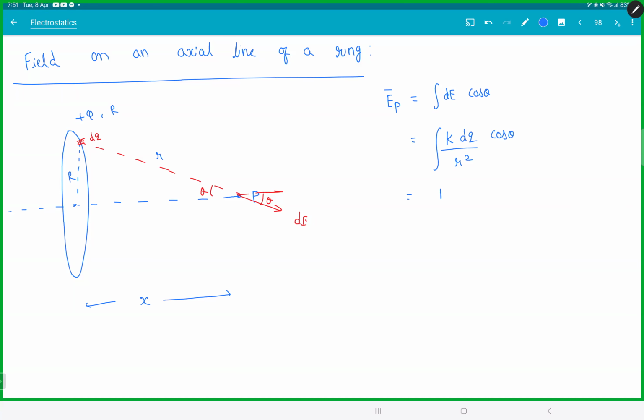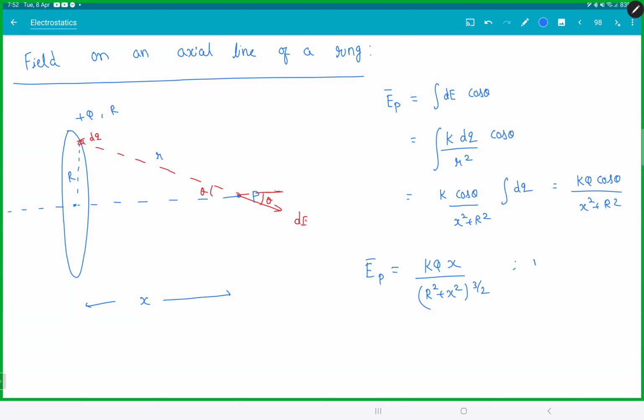So here everything is constant. K cos theta by R square, which will be X square plus R square, times the integral of dq. That turns out to be Kq cos theta by X square plus R square, because here X is not changing, R is not changing, nothing is changing. Therefore, the field at point P, the result is more important: Kq cos theta, where cos theta is the adjacent side X by root over R square plus X square, whole power 3/2.